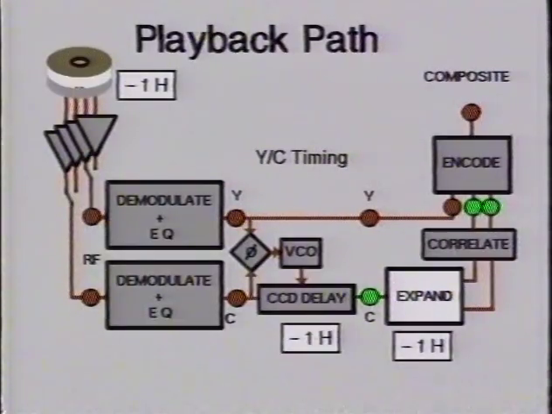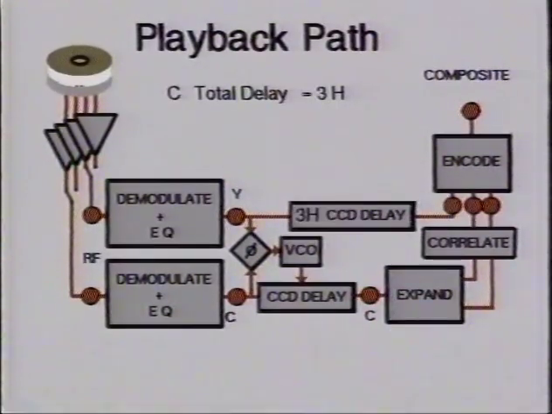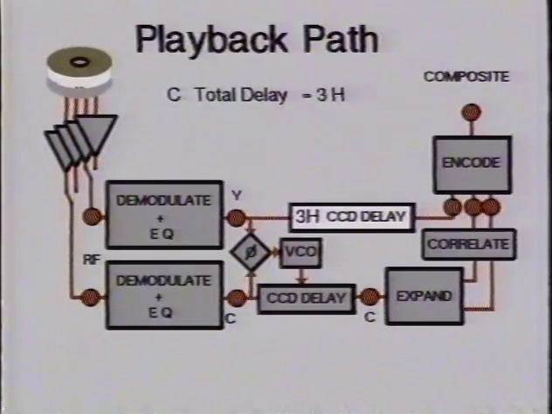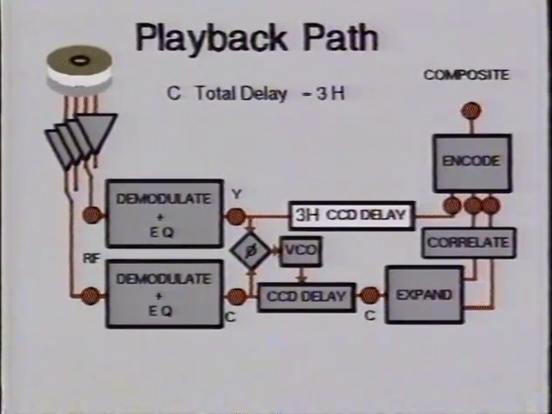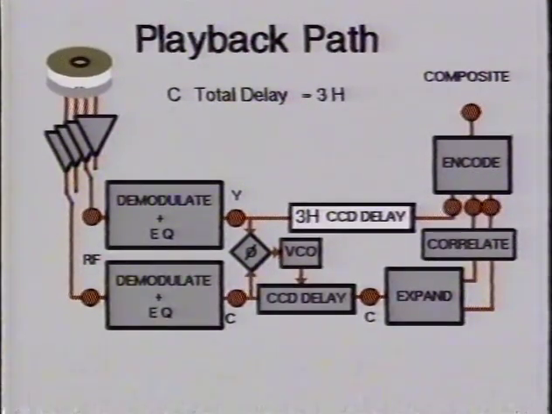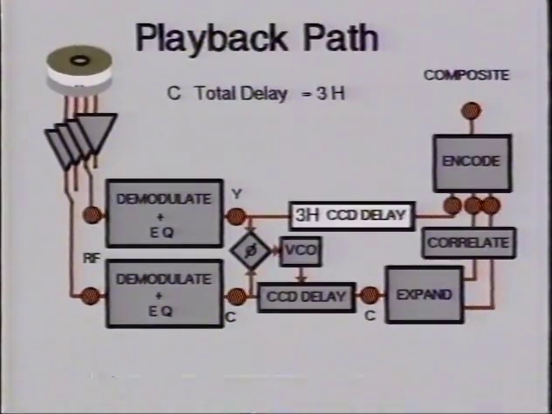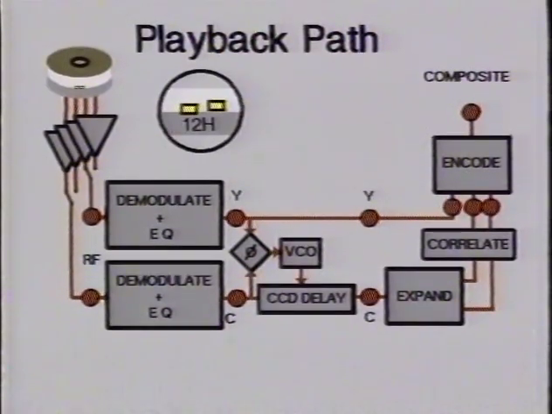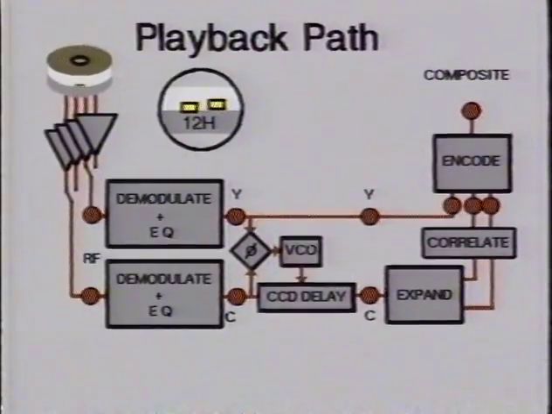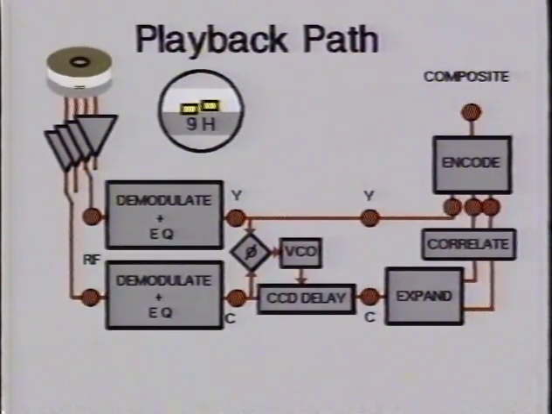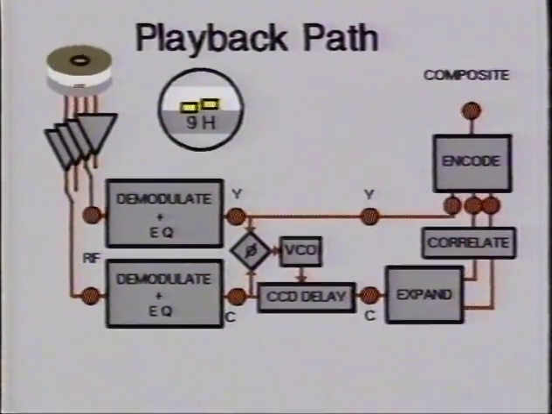This can be compensated by putting a 3H CCD delay in the Y channel. Or, if dedicated playback heads are used, the spacing of the Y and C heads can be reduced from 12H to 9, creating a mechanical advance of 3 lines. We will now consider the TBC playback option.